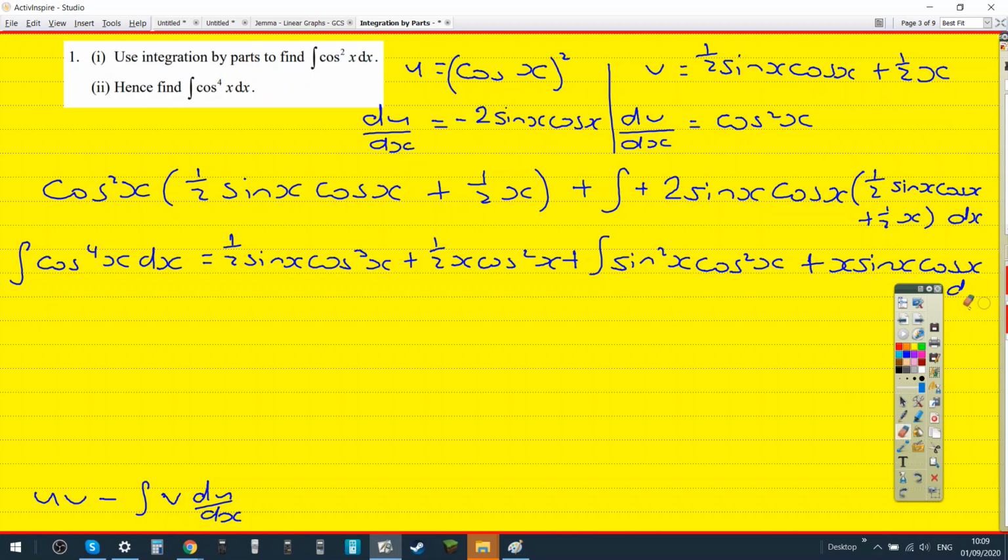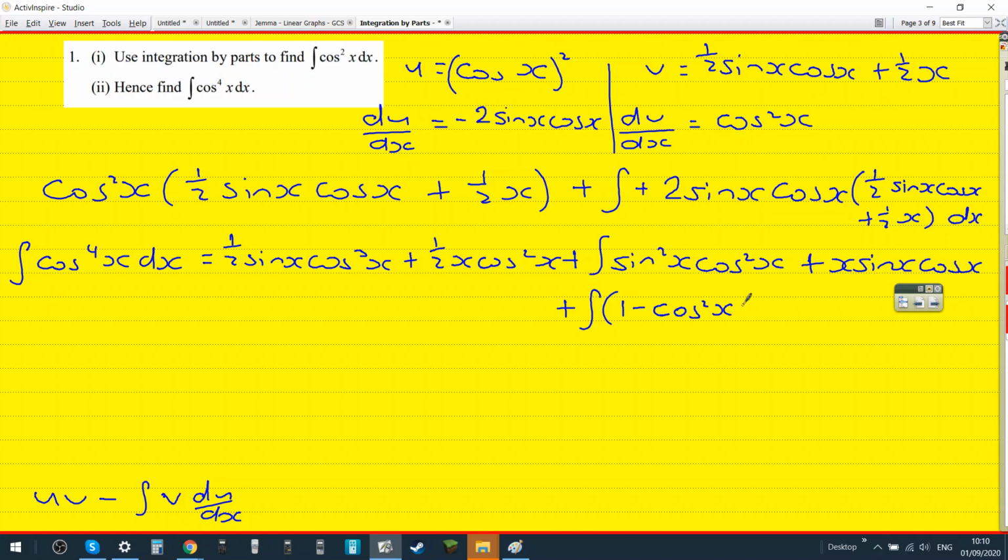Well, I guess you would do sine squared x is 1 minus cos squared x, and then cos squared x is 1 minus sine squared x, to make it easier to integrate. But I still don't know how to integrate that. Cos squared x. And then plus x. Hang on a second. Sine x cos x.